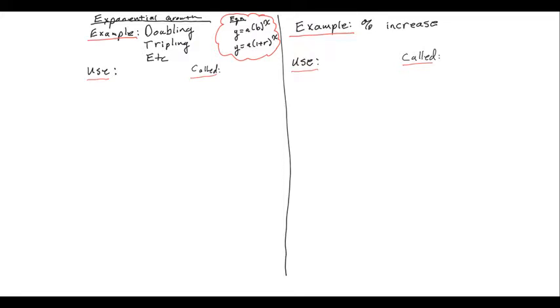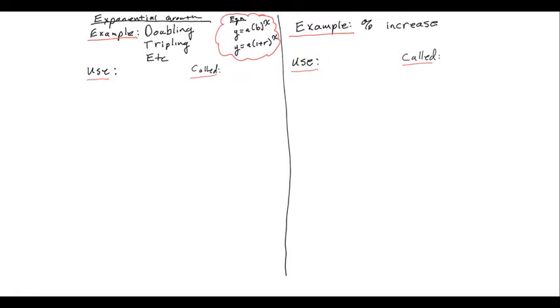So, for any problem where we are dealing with exponential growth, you'll hear of a term called doubling, tripling, quadrupling, or something like that. Now, in order to apply this using this basic equation, we're going to use this equation, y equals ab to the x.